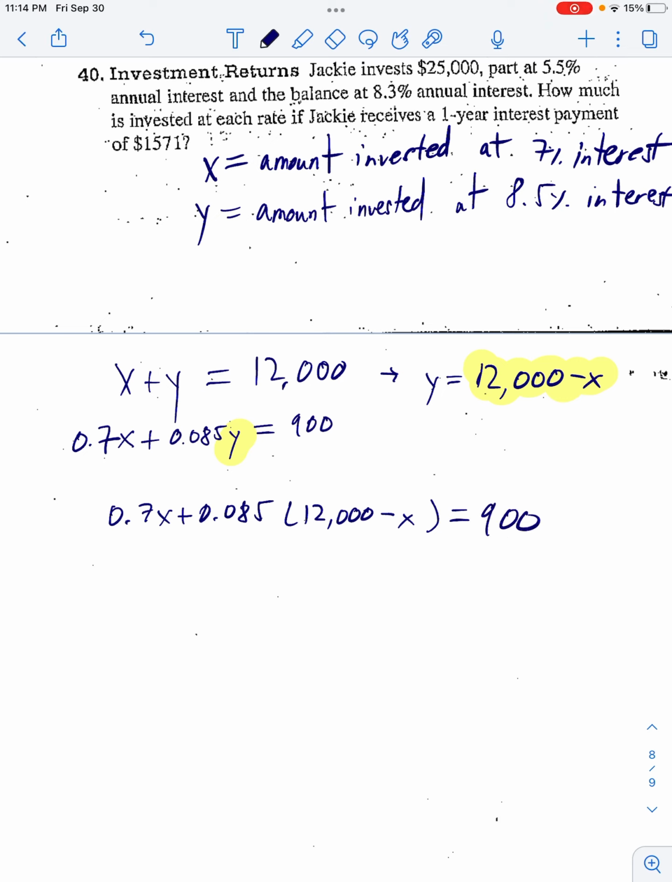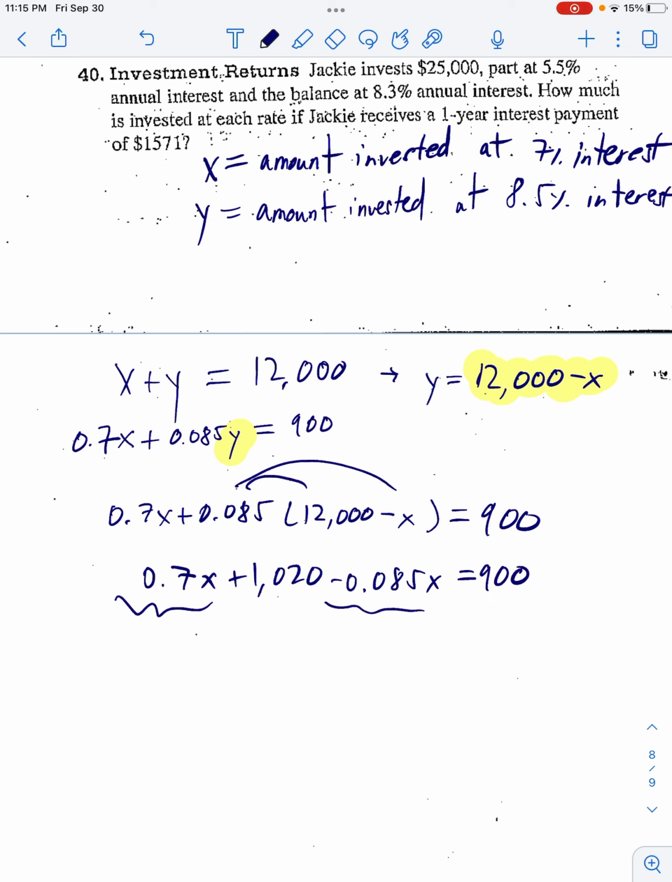Let me go get my calculator. All right, got my calculator. Now we have one equation with one unknown, that is x, and I can go ahead and solve. We get 0.7x plus 0.085 times 12,000, which gives me plus 1,020, then minus 0.085x equals 900. Let's combine my like terms here. So 0.7 plus negative 0.085.